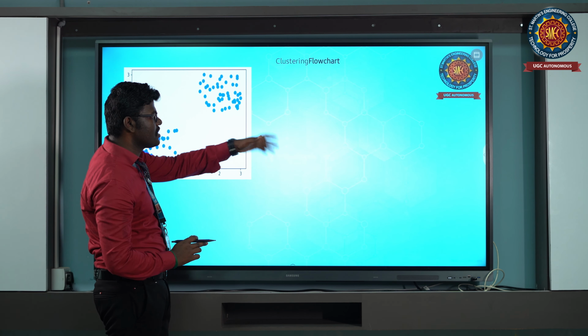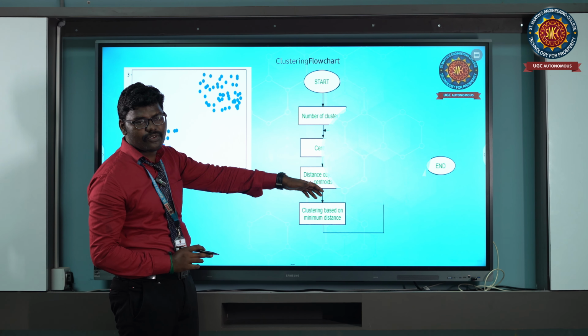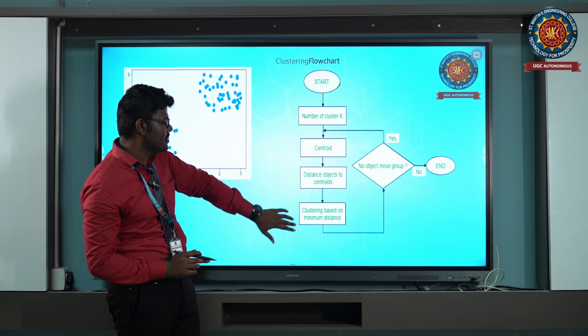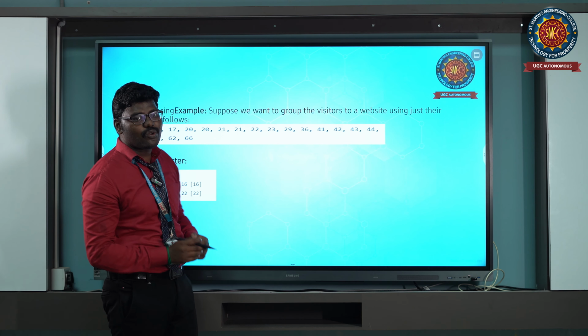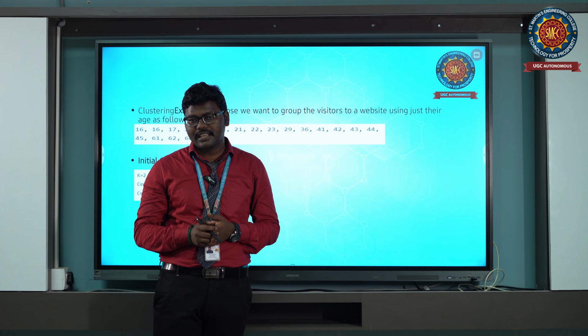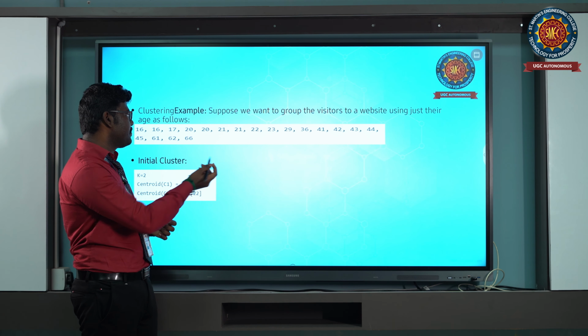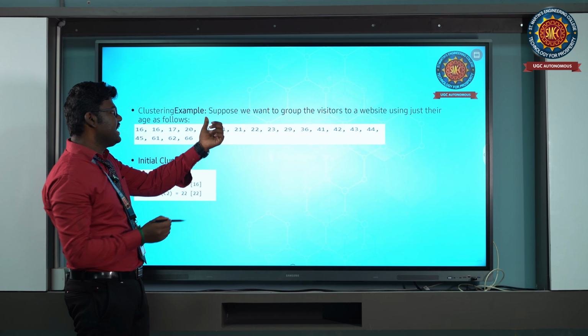So this is the flowchart of the clustering algorithm, as I said. Now we can go with the values, for example. Say for example, read the question.